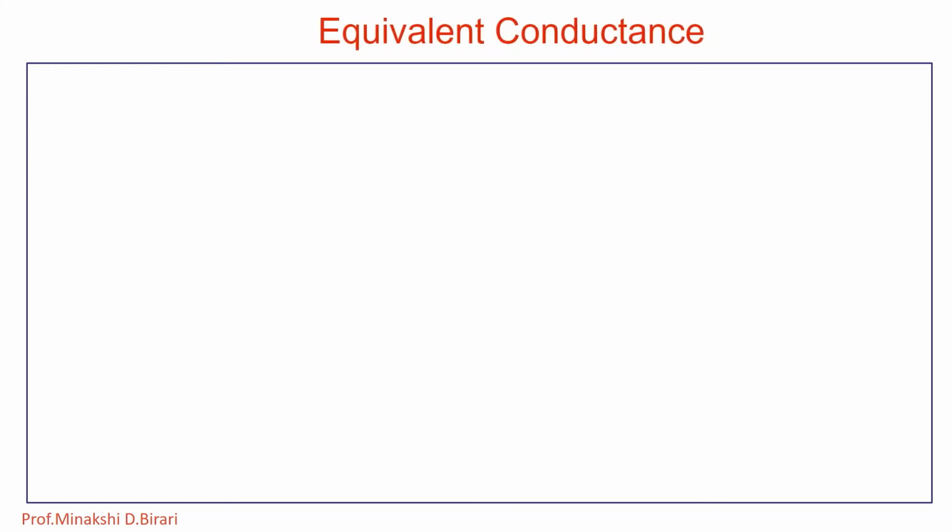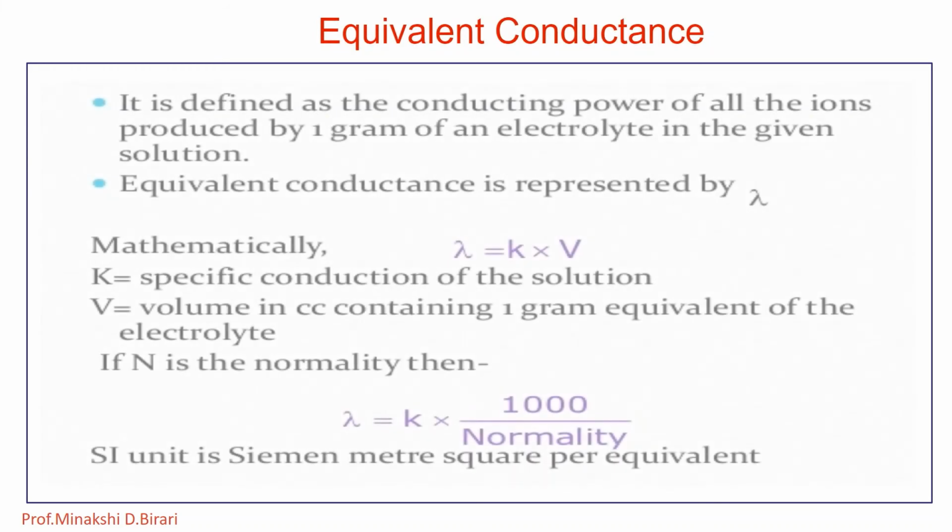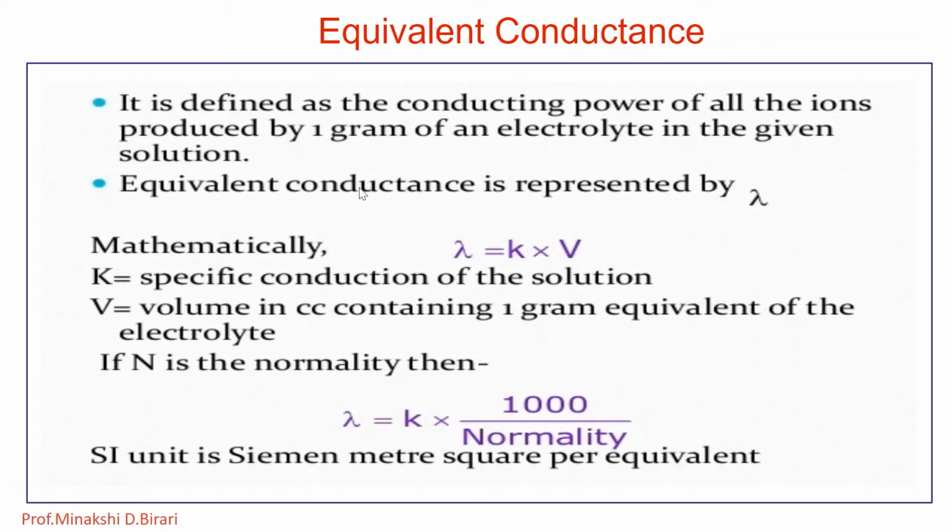Now let us see the next definition, equivalent conductance. Equivalent conductance is defined as the conducting power of all the ions produced by 1 gram equivalent of an electrolyte in the given solution. And equivalent conductance is represented by lambda.